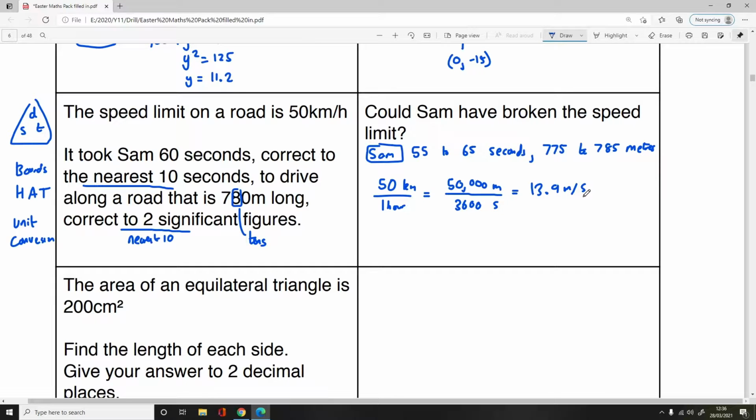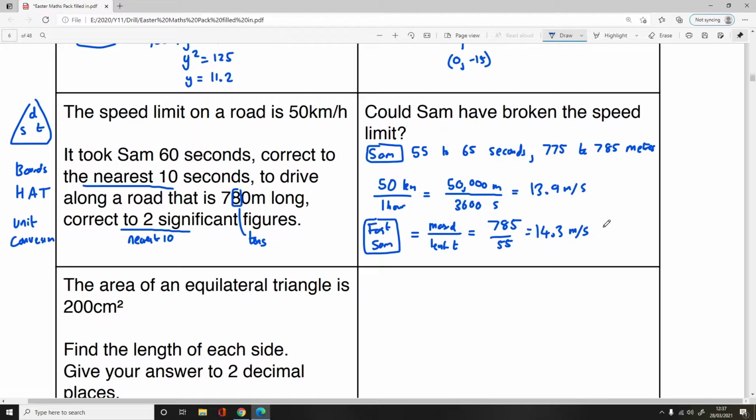So our question is, or what we've simplified it down to is, was he going faster than that, or could he have gone faster than that? So we're trying to find like the fast version of Sam. We're trying to find the fastest that Sam could be. Now, the fastest that Sam could be, and bear in mind speed is distance over time, according to our triangle, we'd want the most distance that he's done and the least time. So the biggest distance is 785, the smallest time is 55. If we do that calculation, we'll get that the fastest Sam could have been is 14.3 meters per second.